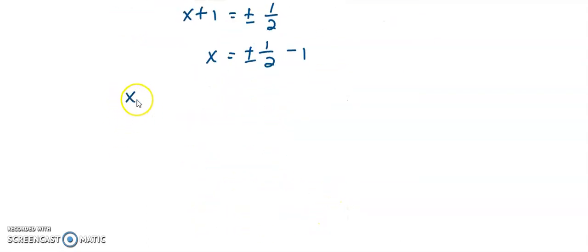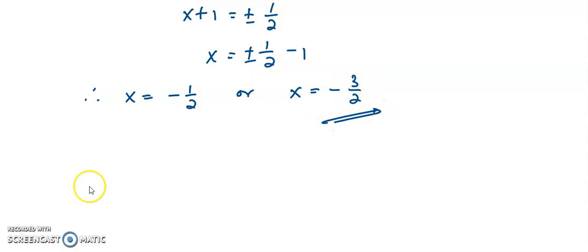All right, then now you can conclude your two solutions. The first one is positive 1 over 2 minus 1. That is negative 1 over 2. Or you may have the next solution as negative 1 over 2 minus 1. You got negative 3 over 2.